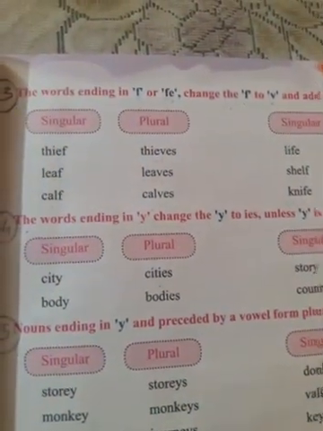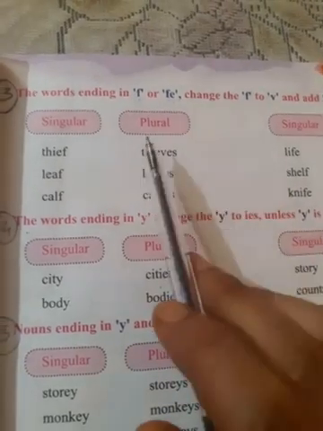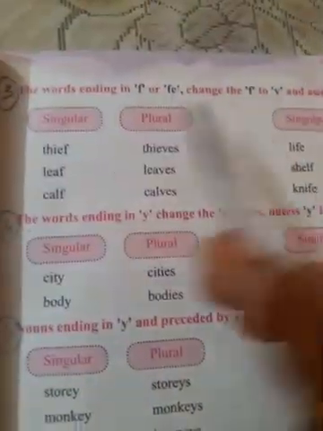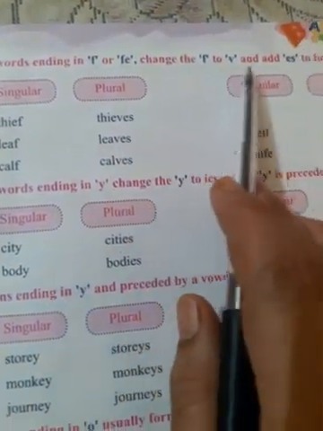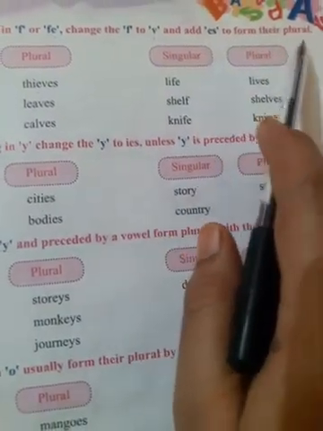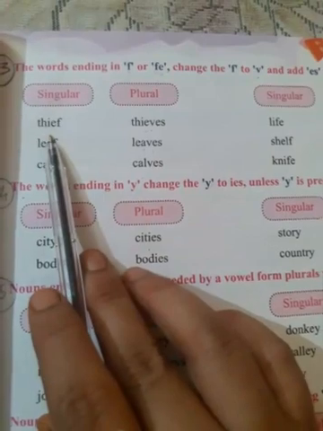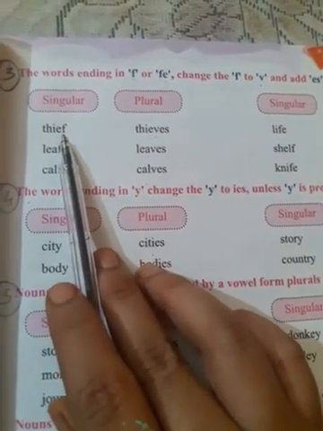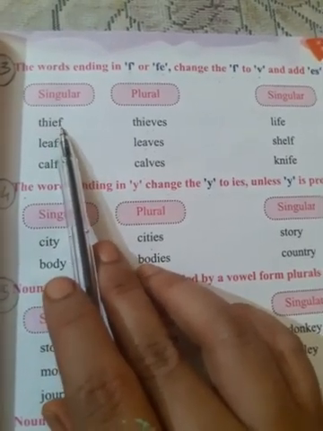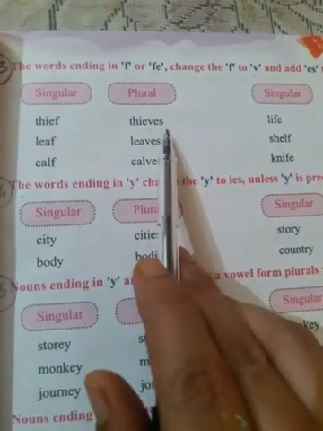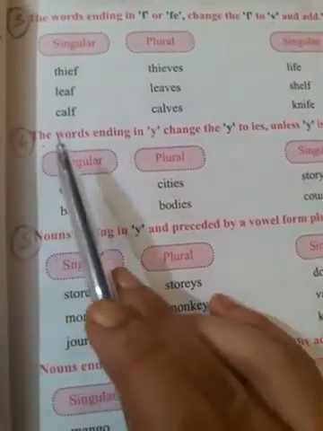Now the third rule, which I had already taught you in the last class. What does it say? The words ending in f or fe change the f to v and add es to form their plural. Example, thief, thieves. Why? Because according to the third rule, if the last letter is f, we have to change f to v and add es. As leaf, leaves. Understood?